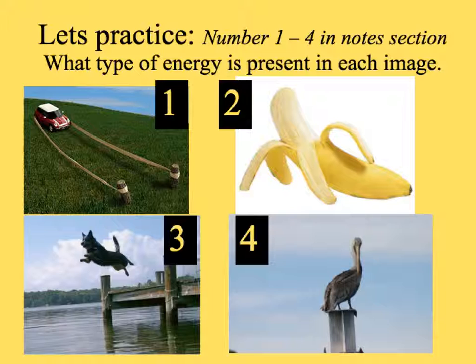One last check. Take a look at the 4 examples and determine what type of energy can be found in each. Pause the video, write your answers, and then check if you got them right. In picture 1, you should have picked elastic potential energy. In picture 2, you should have chosen chemical potential energy. In picture 3, both kinetic and potential energy are in the picture. And for picture number 4, you should have just chosen potential energy.